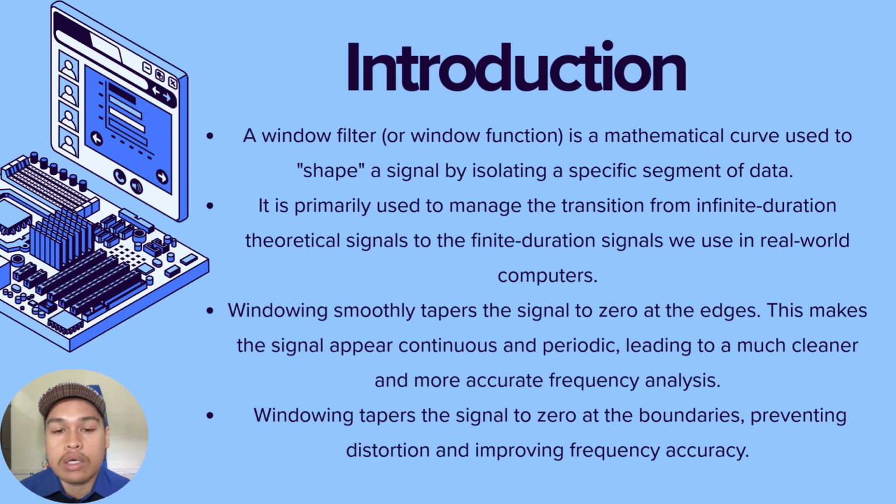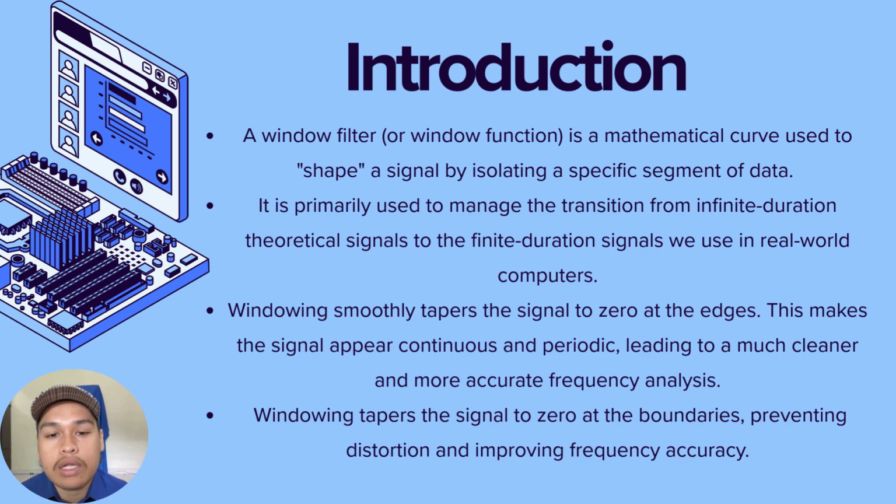So today we are diving into a fundamental concept in digital signal processing, which is a window filter. It is also known as a window function. So at its simplest, a window function is a mathematical curve that uses a shape as a signal. Think of it like a camera lens shutter. In the theoretical world, signal can go on forever, but our computer has limited memory and processing power.